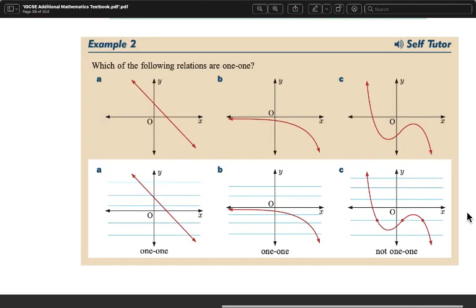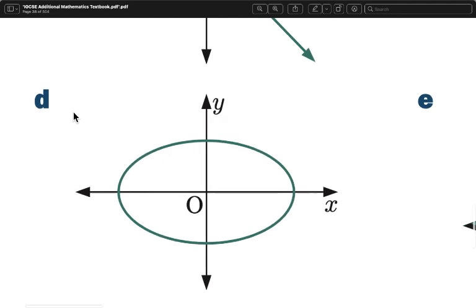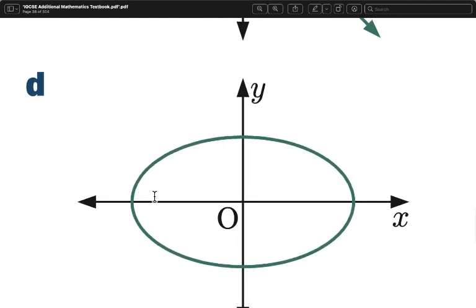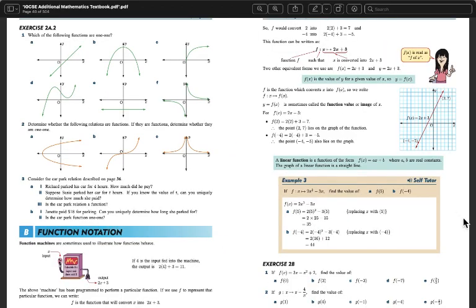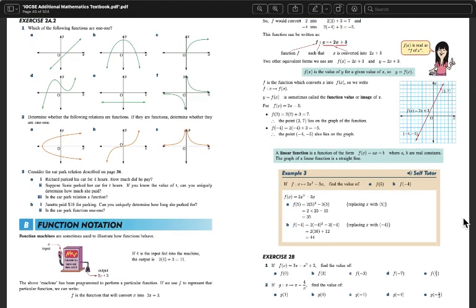And for many-to-many mapping, as you may see here as a circle, for multiple values of x, you can get multiple y values, and that is also not a function. And now we continue to the basics of function notation.